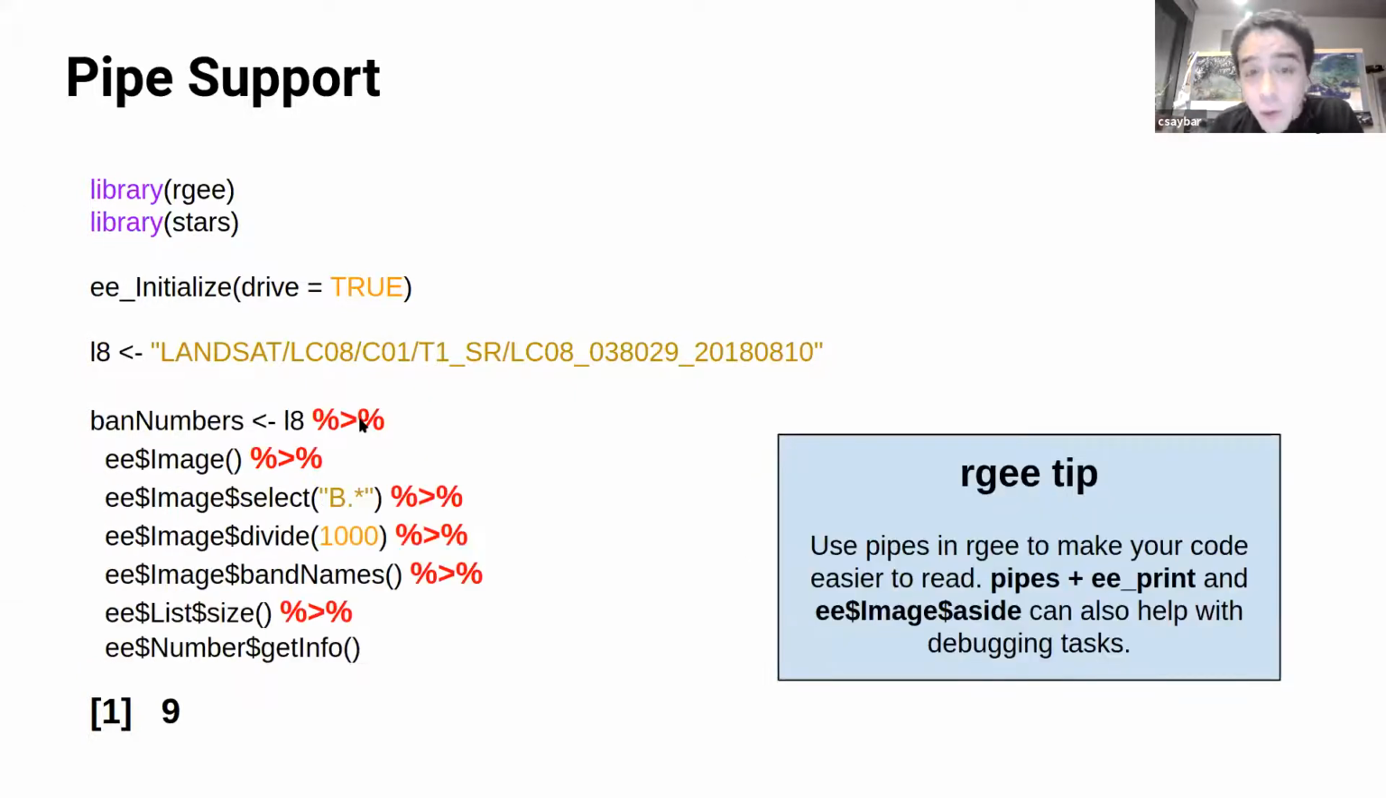But if you are an R user like me, you probably want to use also the pipes. It's also possible to use pipes with RGE. And I think, at least in my opinion, it's always better to use pipes, principally when you are coding really large scripts, because with pipes, for instance, in this simple script, I try to display the number of bands that this Landsat image has.